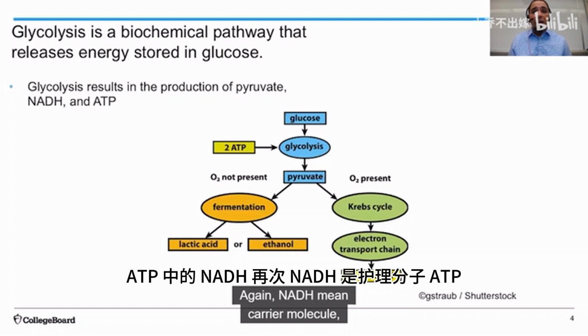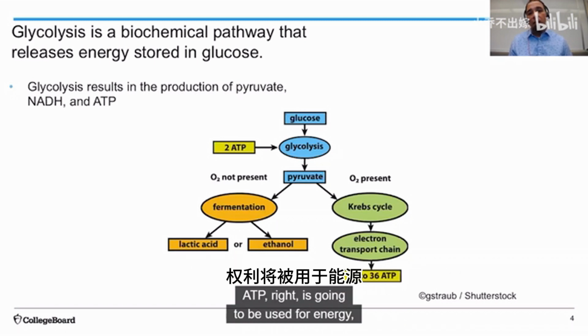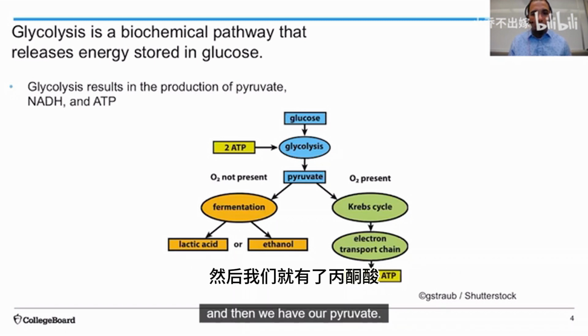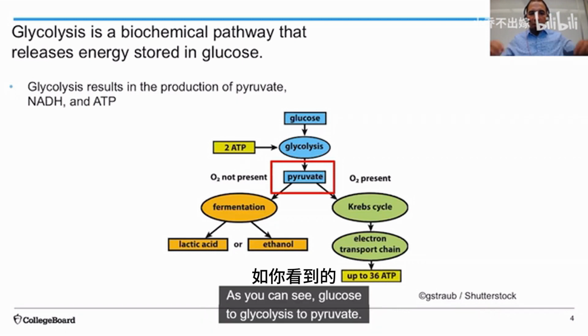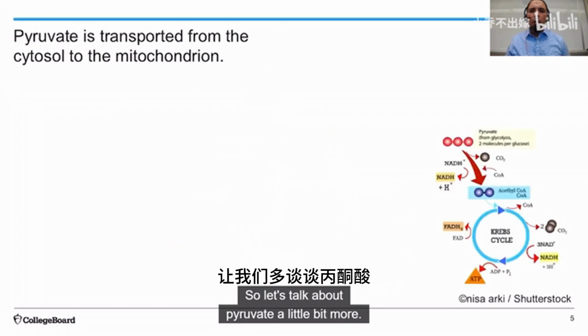Again, NADH being a carrier molecule, ATP is going to be used for energy, and then we have our pyruvate. And so there's our pyruvate there in the middle in that red box. As you can see, glucose to glycolysis to pyruvate. So let's talk about pyruvate a little bit more.